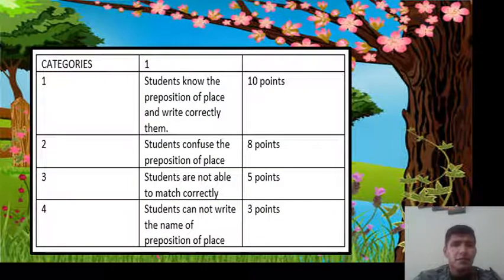In this case, I will use this informal rubric for third grade, where number one, students know the prepositions of place and write them correctly. That would mean 10 points, if the student performed correctly. Number two, students confuse the prepositions of place, 8 points. Number three, students are not able to match correctly, 5 points. And number four, students cannot write the names of prepositions of place, that means 3 points.